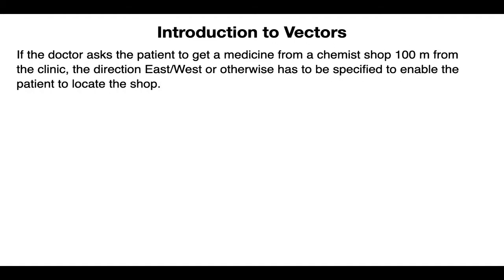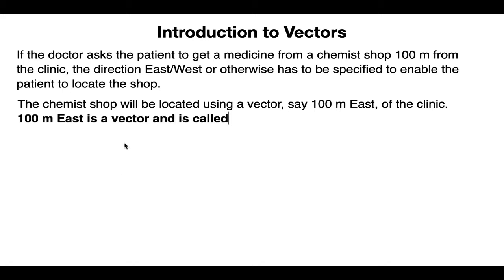Alternately, if the doctor asks the patient to get a medicine from a chemist shop 100 meters from the clinic, the direction east-west also has to be mentioned to enable the patient to locate the shop. If the doctor tells the patient to go to a chemist shop 100 meters from the clinic, he will not be able to reach the chemist shop. So for the shop to be located, a vector distance has to be given, that is 100 meters east.